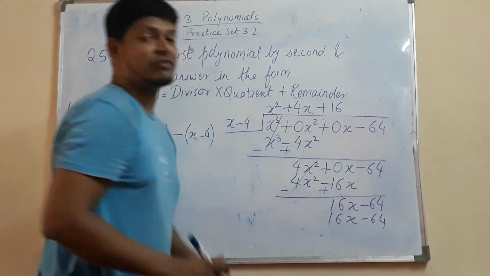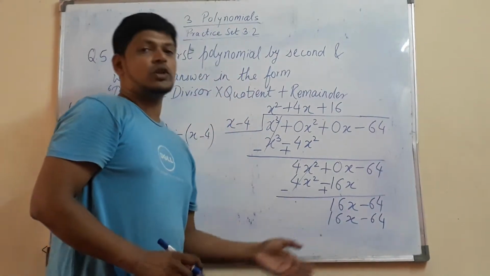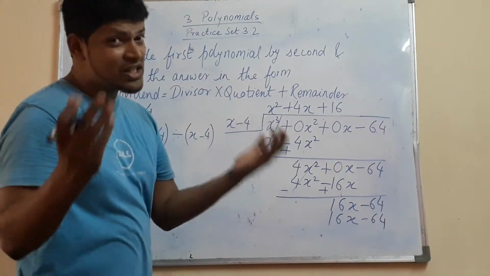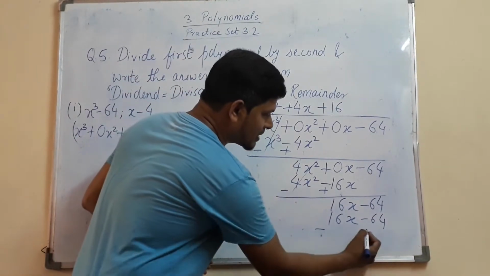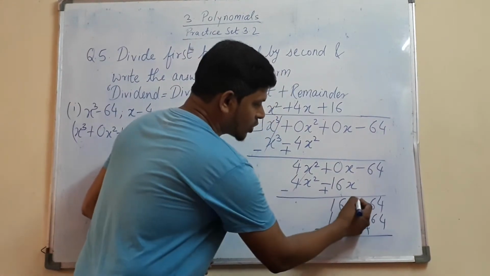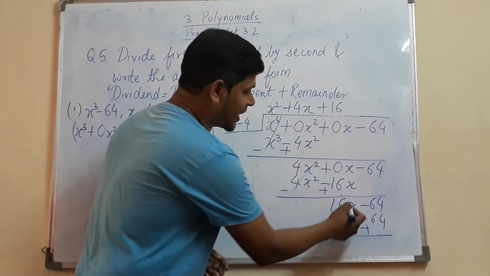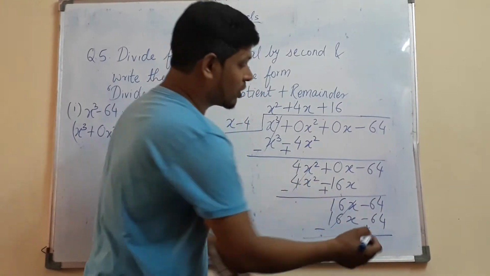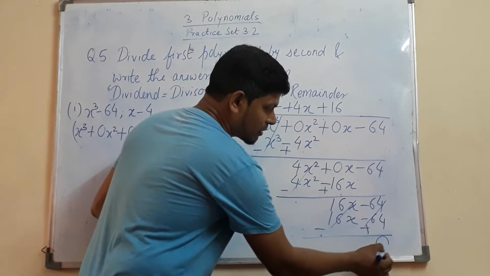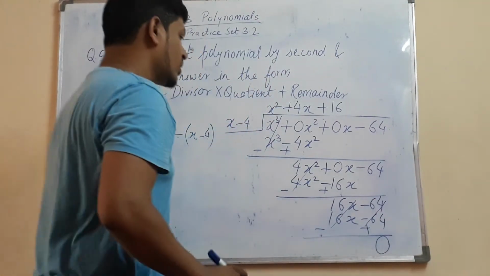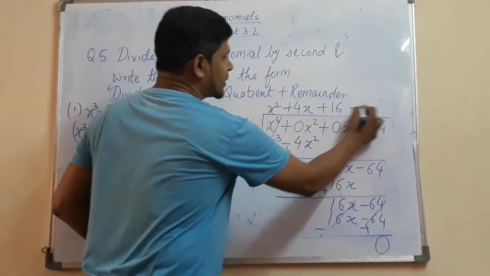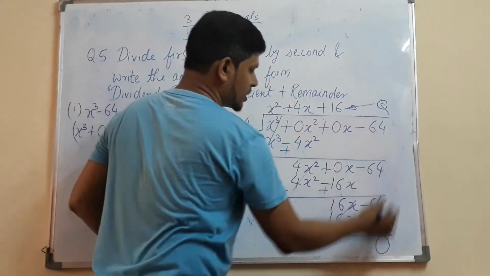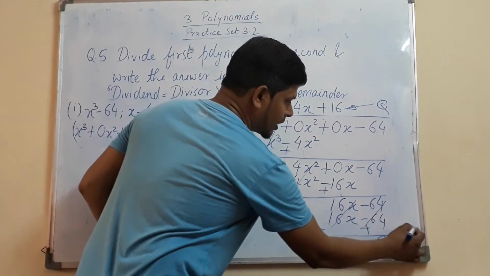As such, when we do division, we need to do subtraction, so the signs will change. Plus will become minus and minus will become plus. So 16x minus 16x, this term will go. Minus 64 plus 64, this term will also go. So your remainder finally will become 0. Now what you get, this is the quotient and this is the remainder.